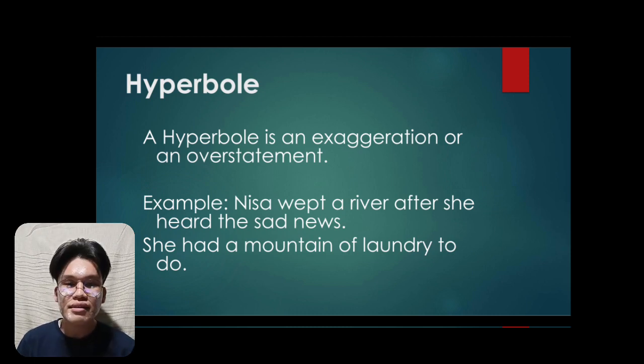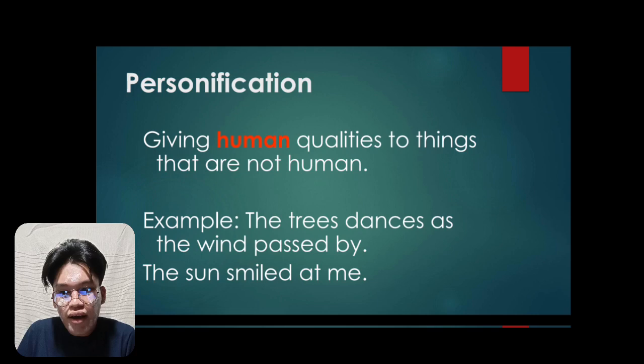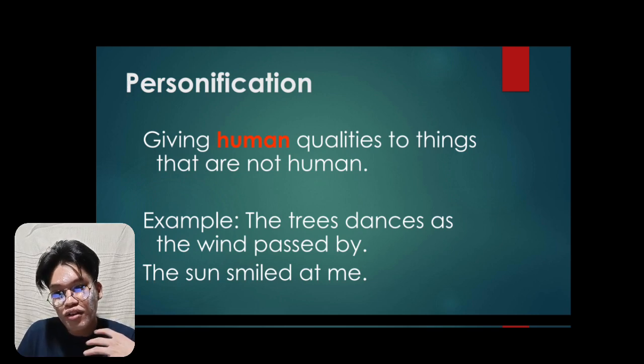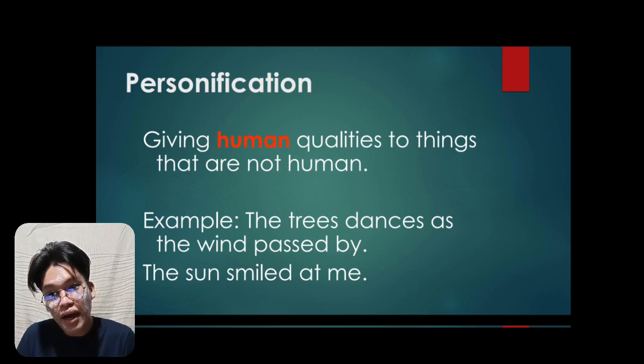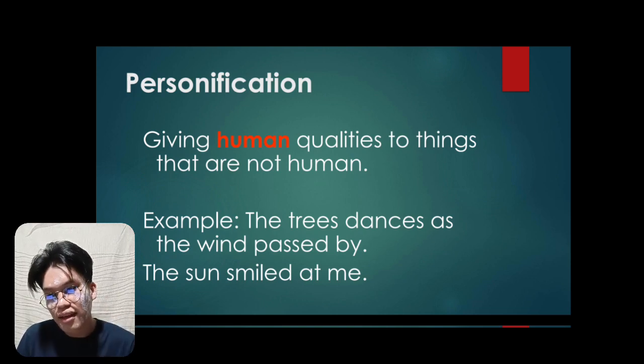Okay. Next is personification. Personification is giving human qualities to things that are not human. So for example, the trees dance as the wind passed by. Of course, trees don't have feet or hands to dance. However, we use it. The trees are swaying, like dancing, as the wind passed by. So we give human qualities to the trees.